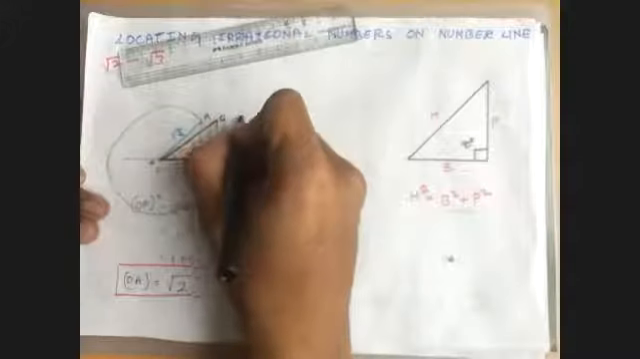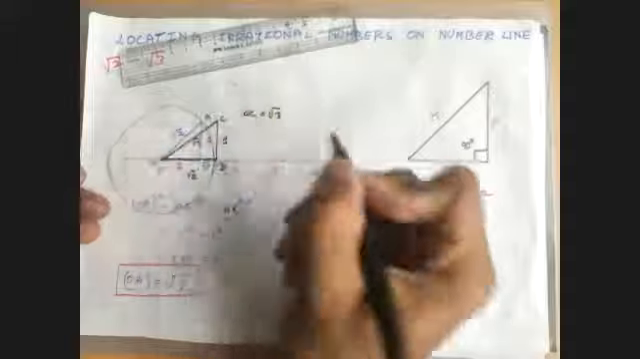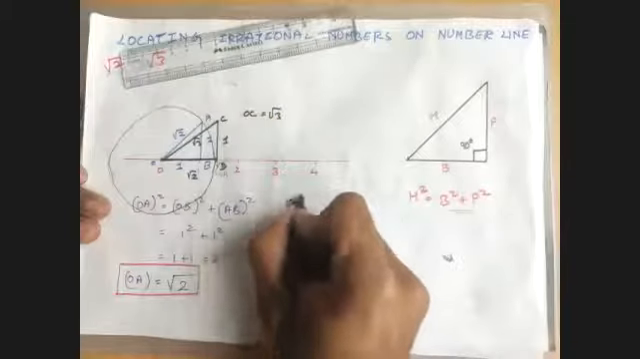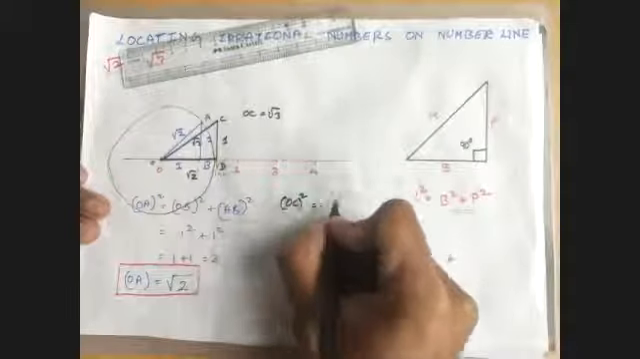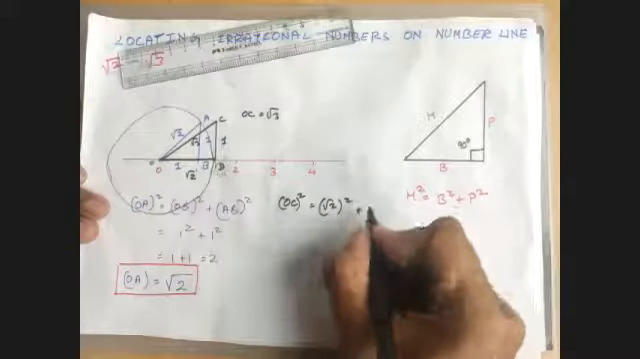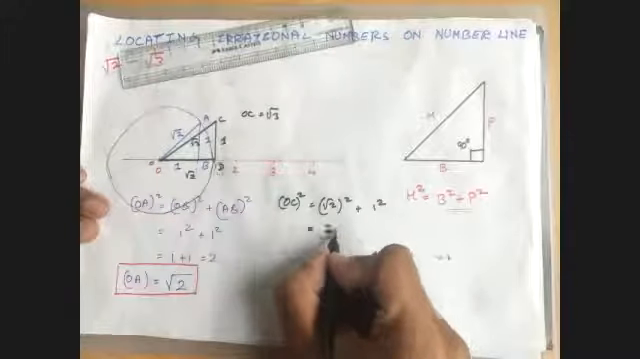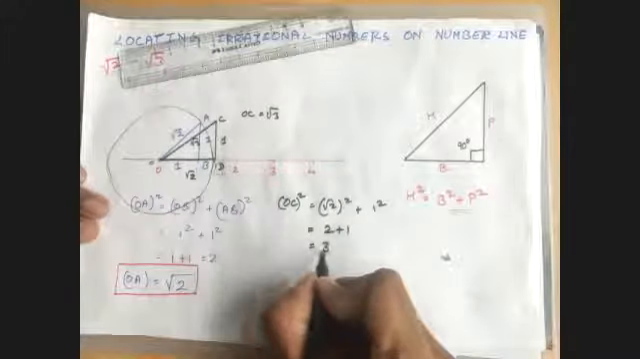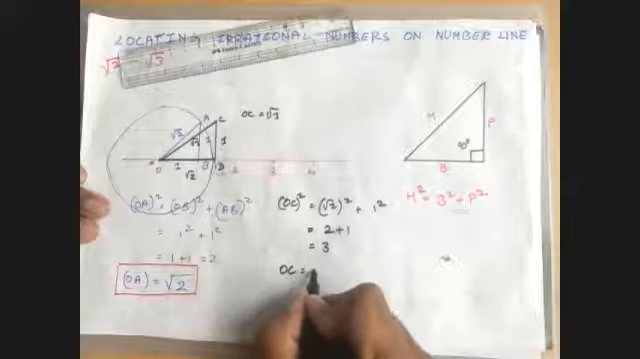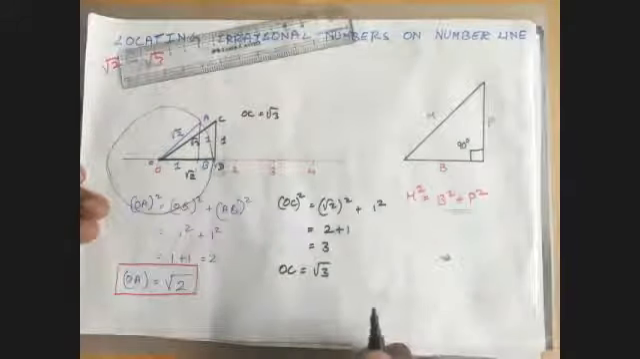This OC would be equal to root 3. This value is equal to root 3. How is it? OC square is equal to root 2 base square plus the perpendicular square, 1 square, that is equal to 2 plus 1, which is equal to 3. So OC is equal to root 3. So we know how to do it.